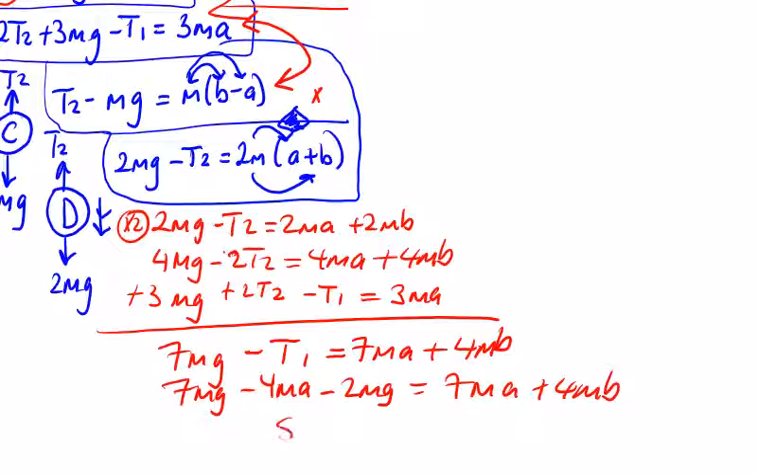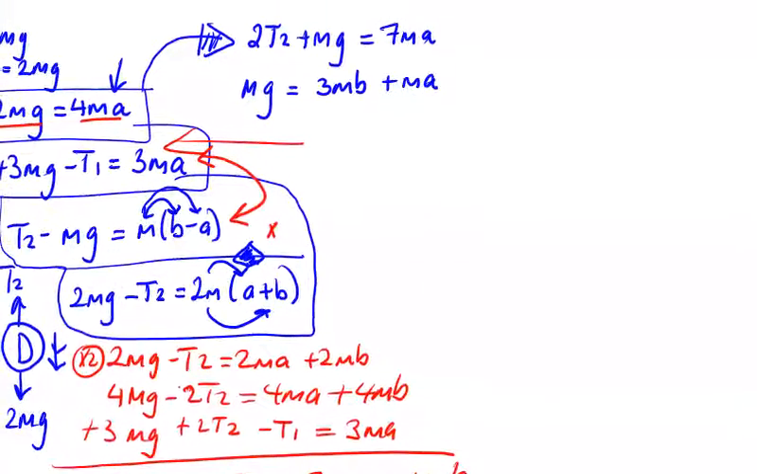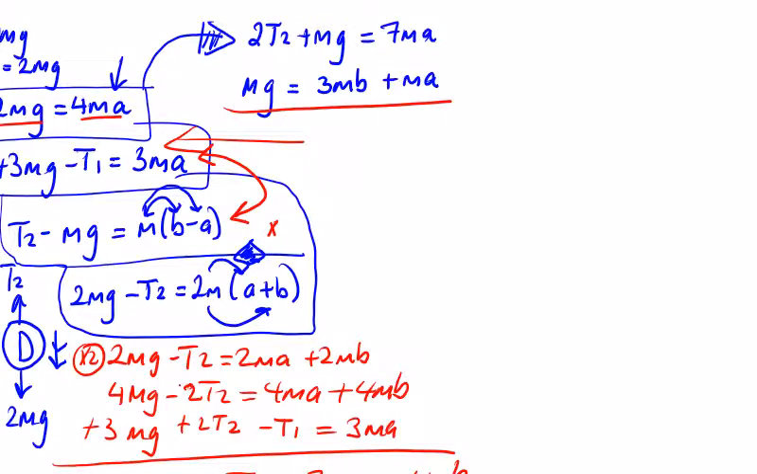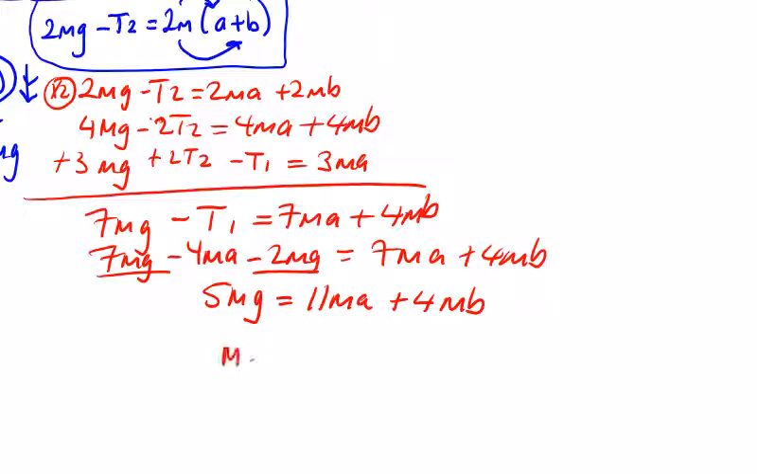So I am going to get 5mg is equal to, what's these two? 7ma plus 4ma, 11ma plus 4mB. We have another equation with just B and A. So I have mg is equal to 3mB plus ma. You can see how you can call the m's ones at the beginning and then have your different values. Divide by m.